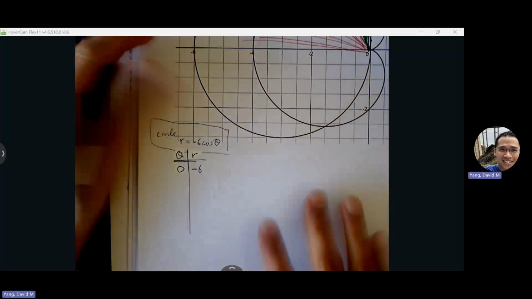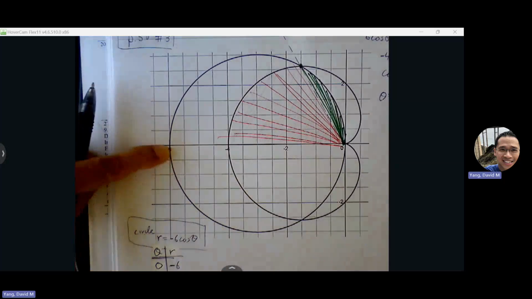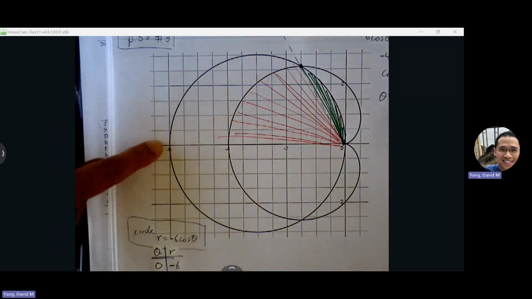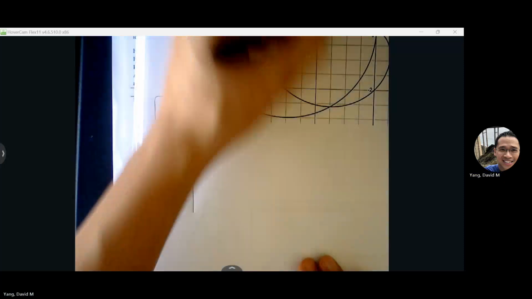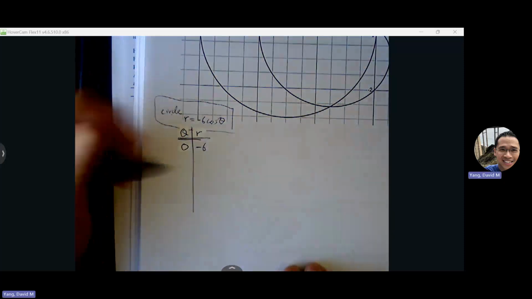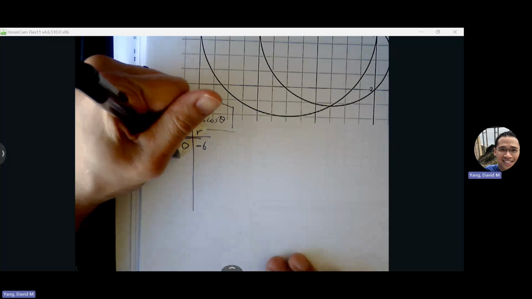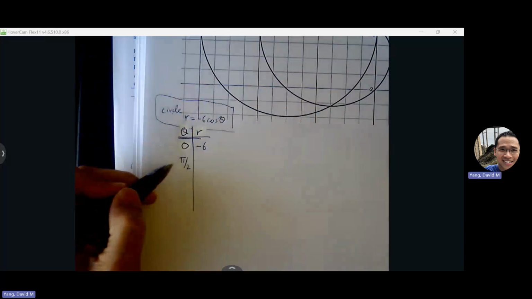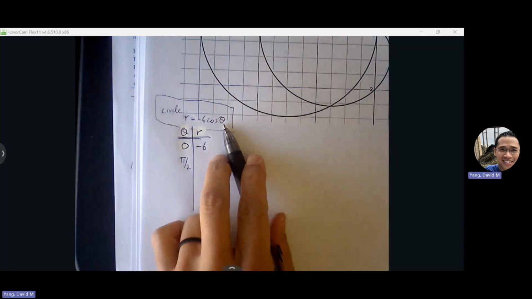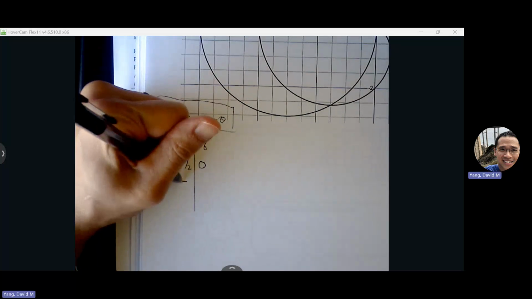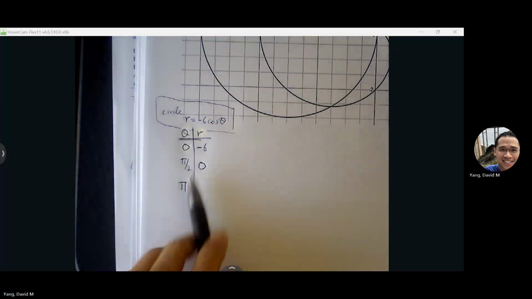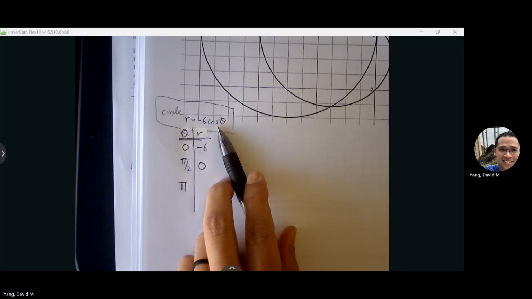-6. So my circle is starting over here. Okay, it's starting here and it's moving in a counterclockwise direction. Let me just pick off an easy value here. If I pick off pi over 2, what's cosine of pi over 2? 0. 0 times -6 is 0. And then at pi, it's back to what? 6.